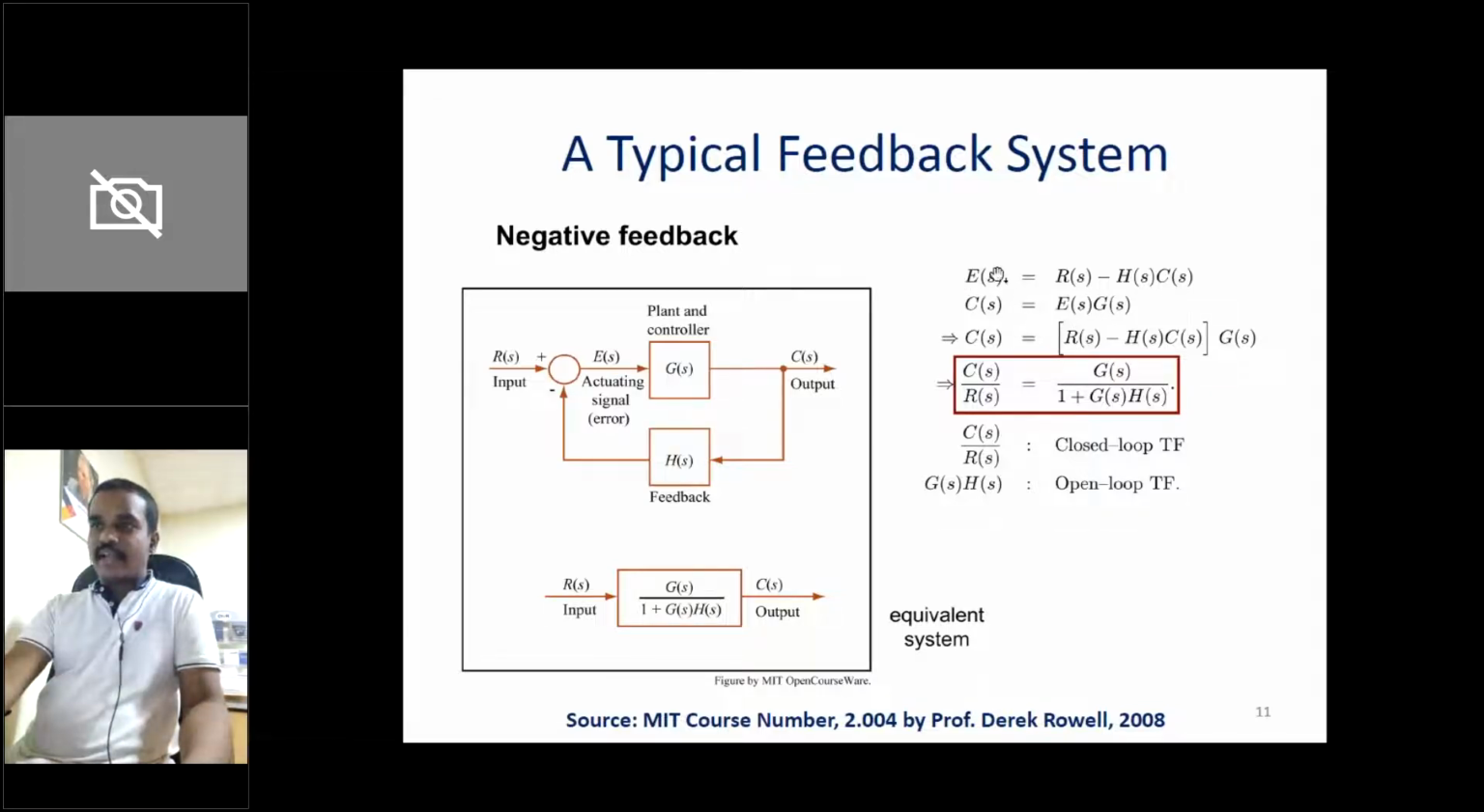And now E(s), whatever I have obtained here, if I substitute here, I'll get C(s) as something like this. And if I rearrange this one, why am I rearranging? Because the transfer function is nothing but Laplace transform of output by Laplace transform of input. So I want C(s) by R(s). If I rearrange this term, then I will be getting the left hand side like this, and the right hand side is G by 1 plus GH. And this is called the closed loop transfer function because this is a closed loop one. And G into H, suppose if I break this loop here, that means if I disconnect this one, then G into H will form an open loop transfer function.